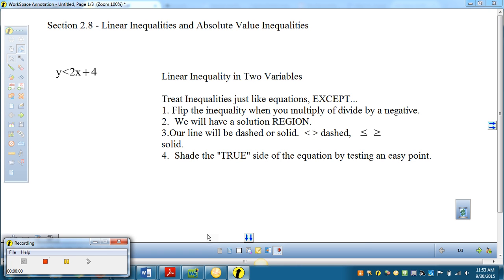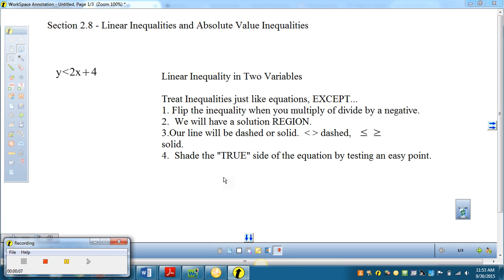Okay, so we are looking at section 2.8, linear inequalities and absolute value inequalities. This is an example of a linear inequality in two variables because it has an x and a y. When we work with linear inequalities, we treat them just like equations except for a few different little things. The first is that when solving an inequality, we have to flip the inequality when you multiply or divide by a negative.